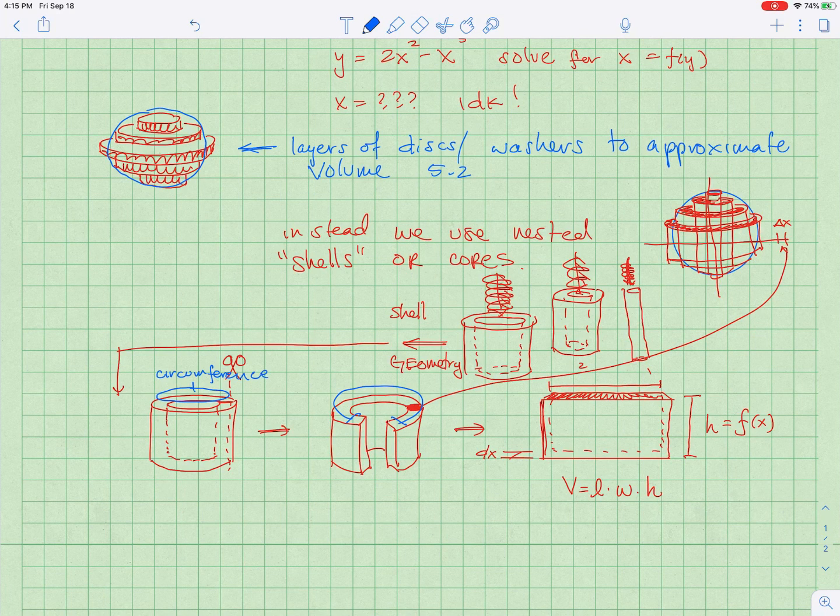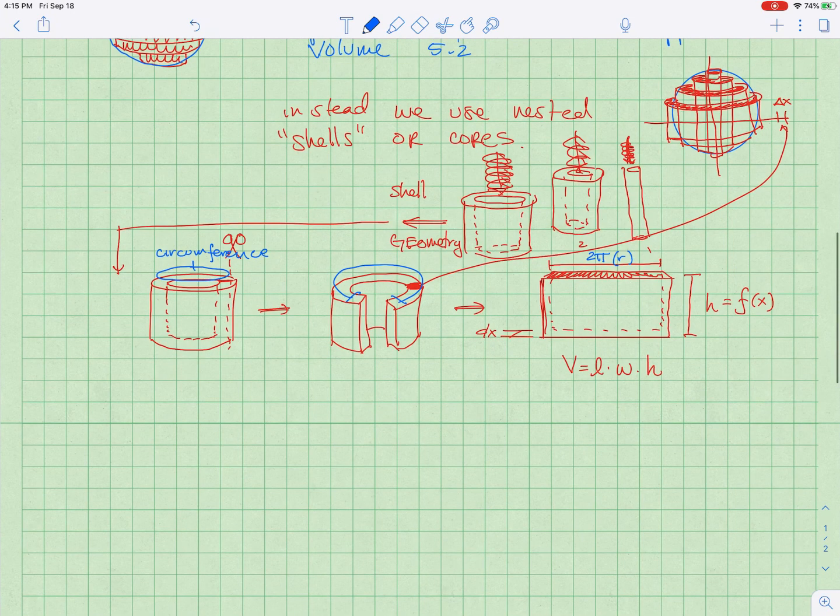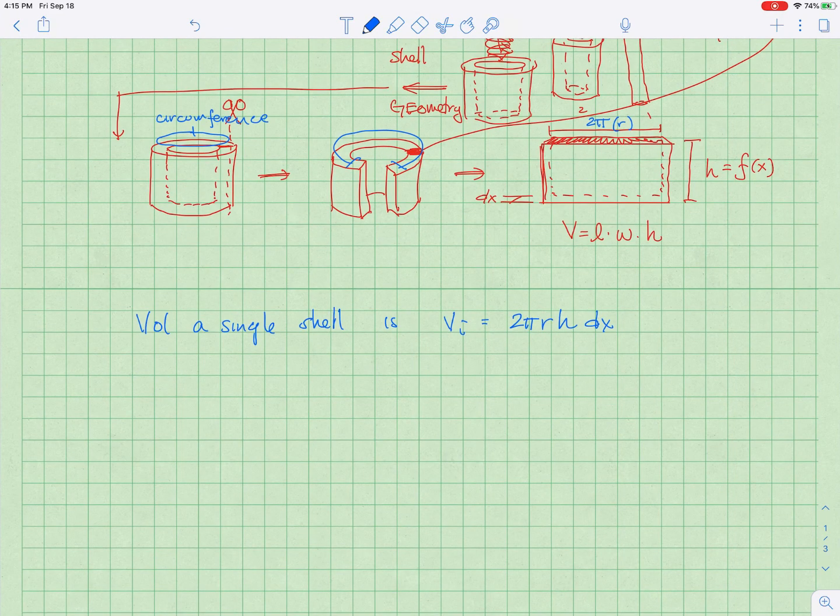So the circumference is then 2 pi times whatever the radius is, r. So generically speaking, the volume of a single shell is something like V_i equal to 2 pi times its radius times its height, dx in this case. It could be dy depending upon how we rotate.